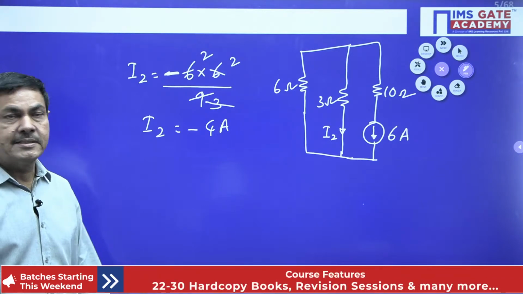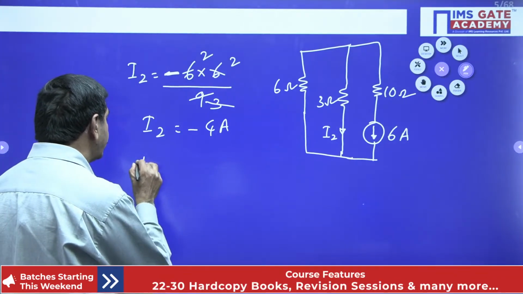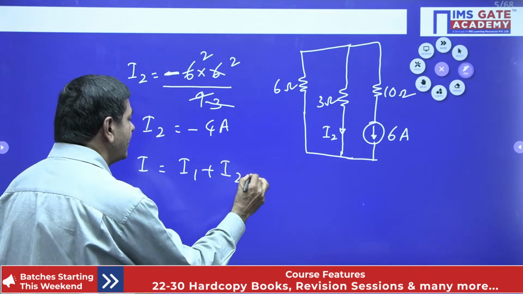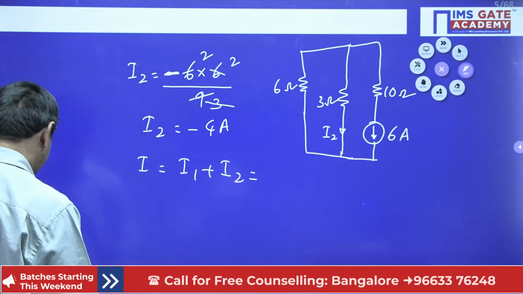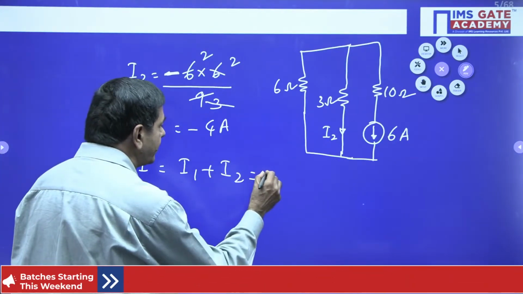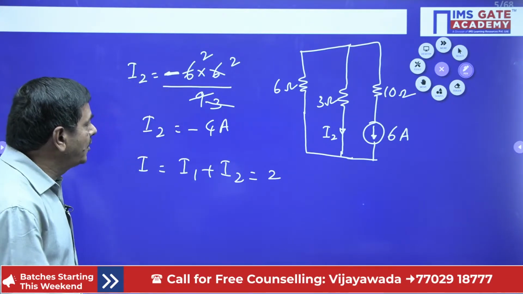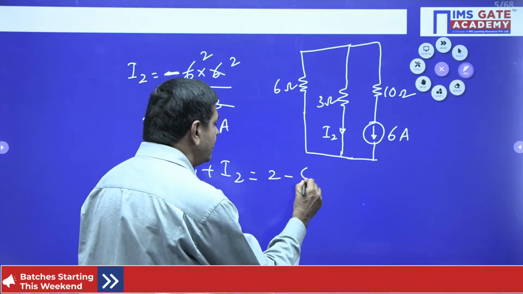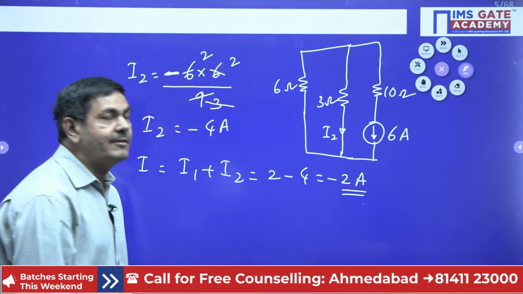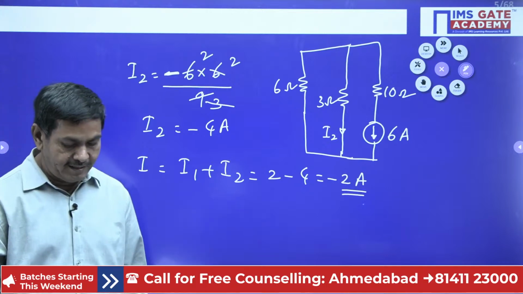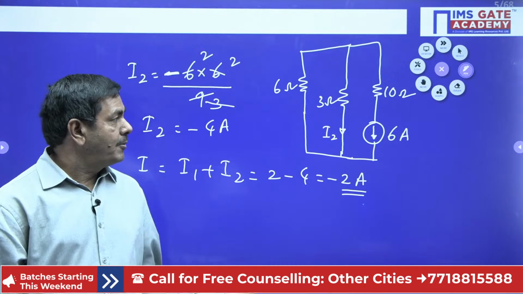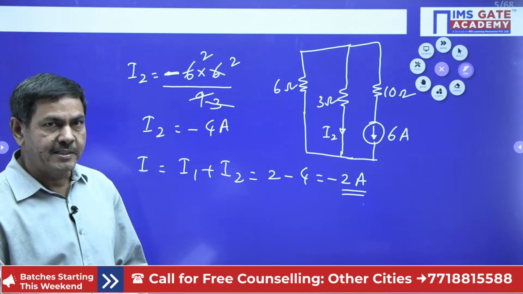What about the net current I? The current passing through the 3 ohms is the summation of these two currents, I1 plus I2. I got I1 equal to 2 amperes before, and I2 is minus 4 amperes. So 2 minus 4, minus 2 amperes of current is passing through the 3 ohms. That is the net current. This is the answer. In this way, we can do the problem by using the superposition theorem.